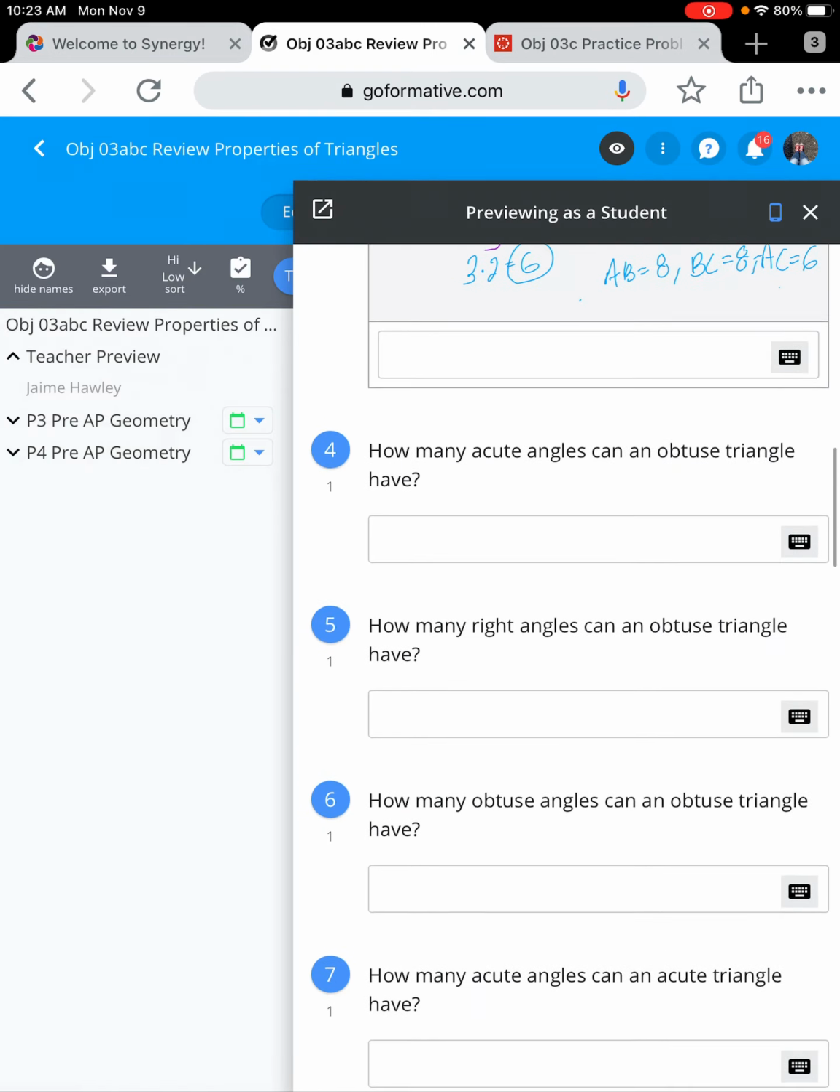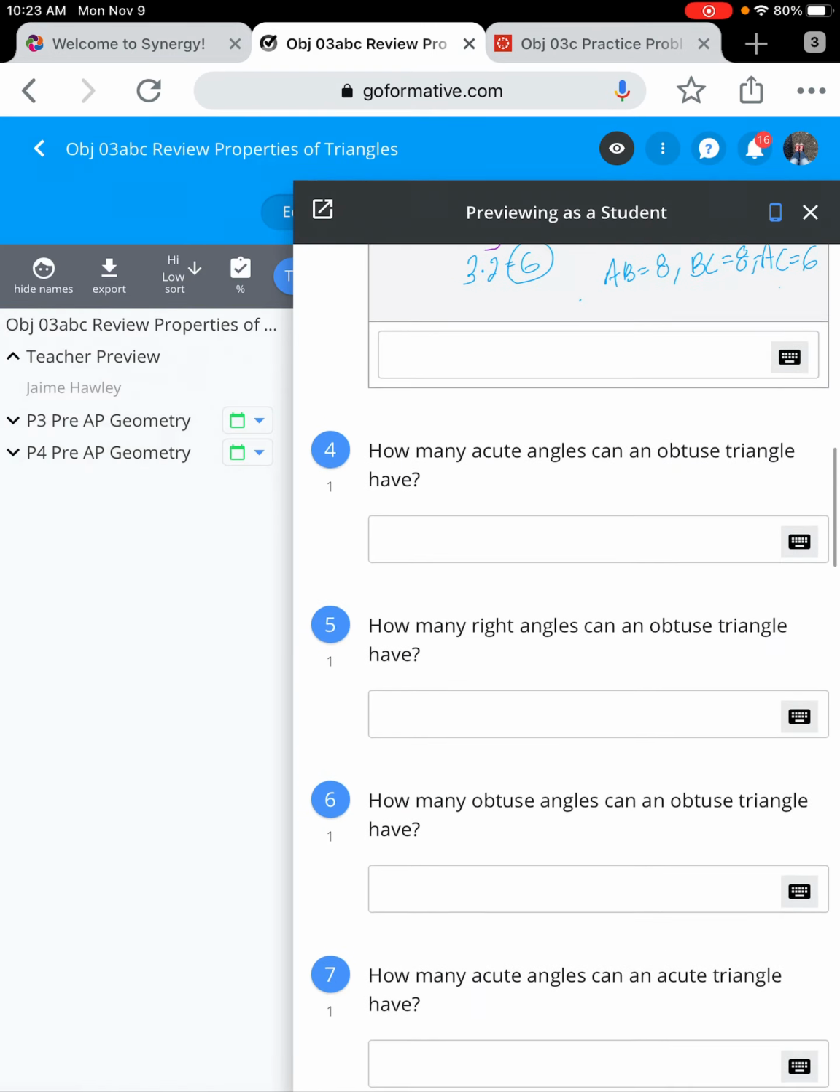How many acute angles can a right triangle have? This should just be a right triangle. I'll fix that in post. So can a right triangle have? Right triangle, it has one right angle. The other angles have to be acute, so it's going to be 2.